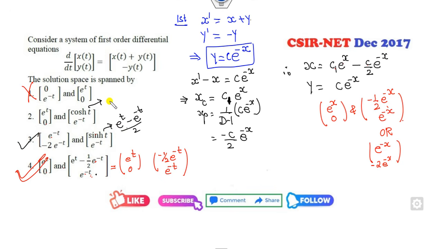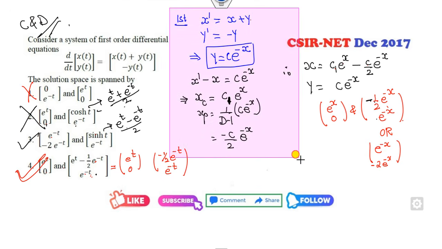Cos hyperbolic: e raised to power t plus e raised to power minus t, divided by 2. Does it equal the same thing? The first part is okay, but you can see it's a half and plus 1, but we need the opposite sign. One is negative, one is positive, but from here we got both as a positive sign. So this option is cancelled out. So C and D are my correct answer. Fine. This is the first method.